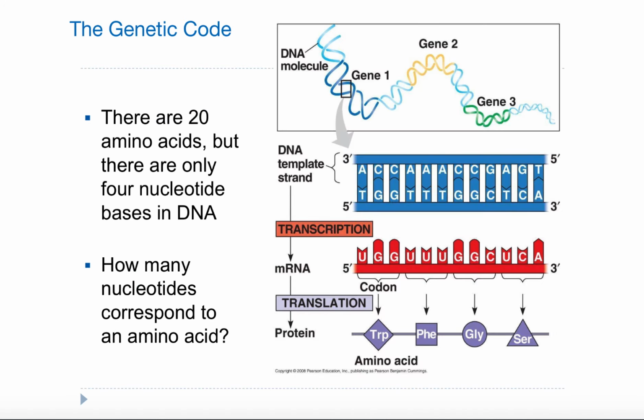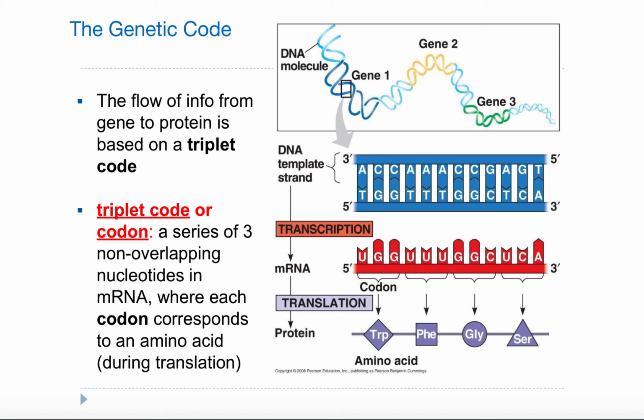All right, so the genetic code is ultimately the sequence of bases in the DNA and thus the mRNA, and how they relate specifically to the outcome of the protein. So in this case, there are 20 amino acids, but there are only 4 nucleotide bases in DNA. And this is sort of a recap of what occurred in the last lesson, but just a reminder, the number of nucleotides that correspond to an amino acid is 3. It's the triplet code, or the codon. So every 3 bases of the mRNA sequence is ultimately going to lead to a specific amino acid outcome.